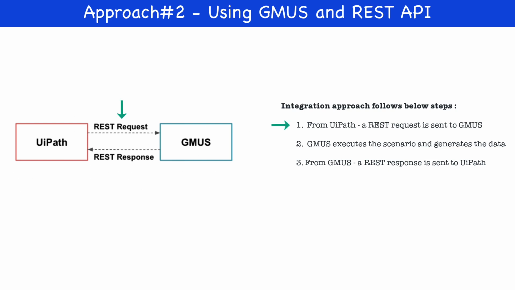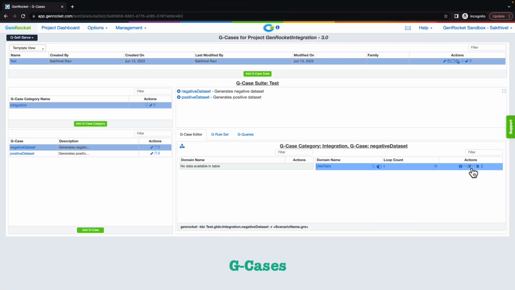A REST request with payload is sent from UiPath to the GMS server. Then the GenRocket multi-user server executes the scenario and generates the data. In the end, a REST response is sent back to UiPath. Remember, we have designed 2 G-cases in our GenRocket project. The first G-case, called negative dataset, generates the invalid dataset for SSN and birth date, whereas our second G-case, called positive dataset, generates the positive data for the happy path scenarios.